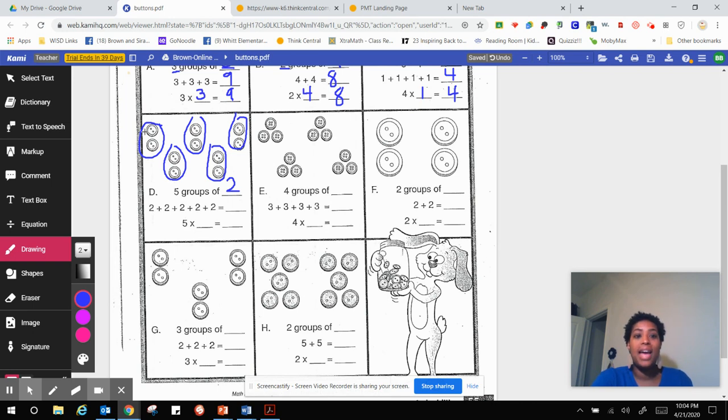So that means we have to add 2 over and over and over again. Well, how many times do we add 2? We add it 5 times. So we could skip count by 2s, 2, 4, 6, 8, 10. Or you could add 2 plus 2 is 4, plus 2 more is 6, plus 2 more is 8, plus 2 more is 10. So your sum is 10.